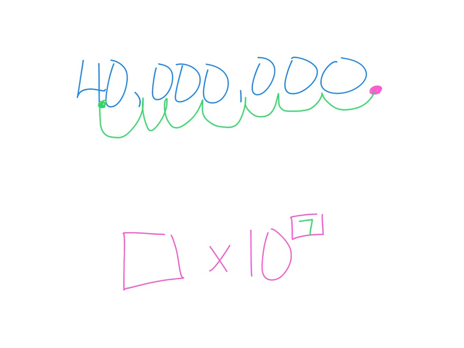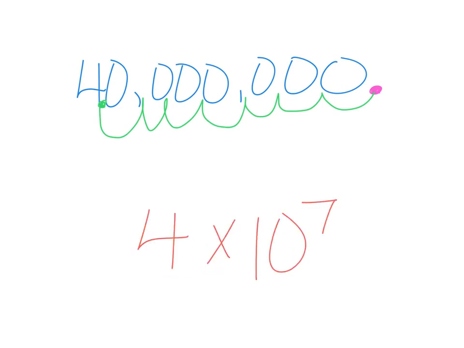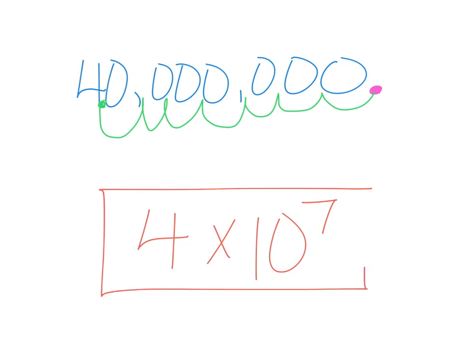Now, the digit in front of our decimal point was 4, and there are no other digits after 4. So our final answer is 4 times 10 to the power of 7. 40 million in scientific notation is 4 times 10 to the power of 7.